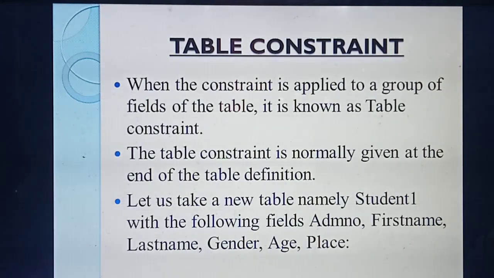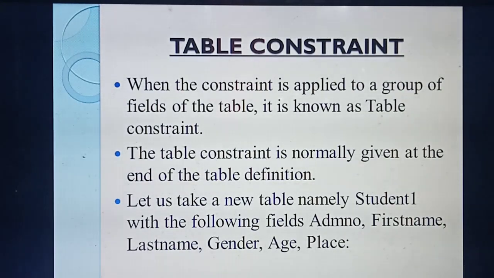Okay. So table constraint means if a constraint is applied to a group of fields in a table. Already you have studied constraints applied on one column or two columns, isn't it? But here you are going to apply a constraint on a group of fields of a table. For example, 2 or 3 or 4 column fields you are applying a constraint. That type of constraint is called which kind of constraint? Table constraint. Understand what I mean by table constraint?